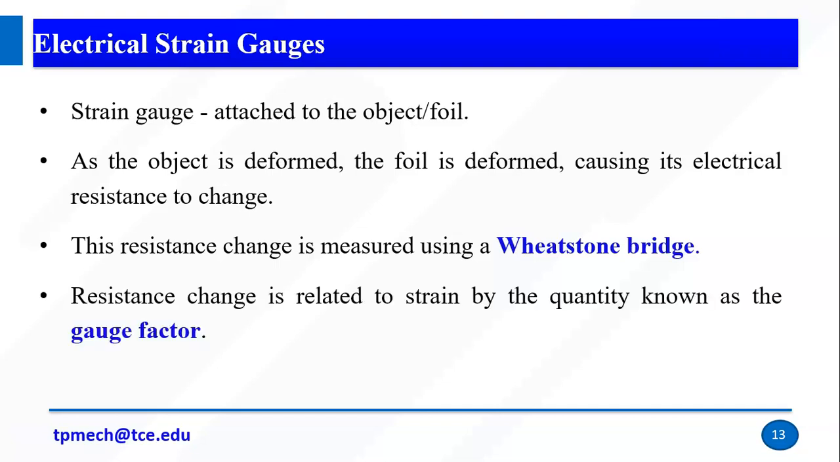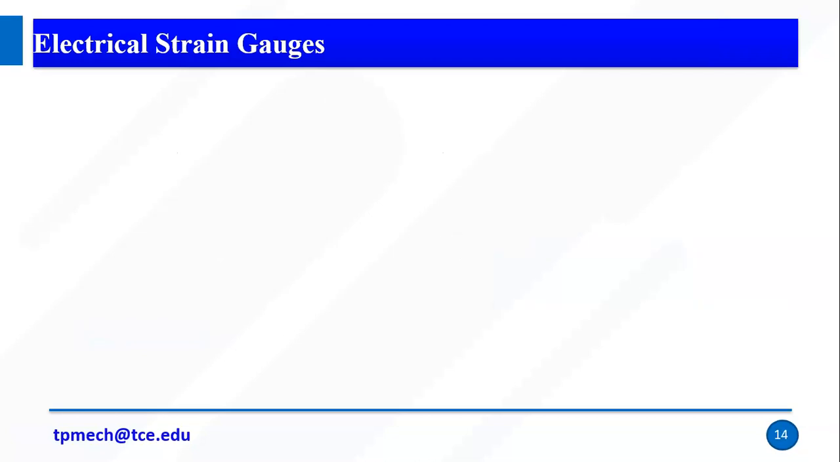The resistance change is related to strain by the quantity known as the gauge factor. The gauge factor is the fractional change in resistance divided by the change in length. The fractional resistance change we calculate through the Wheatstone bridge, so we can calculate the gauge strain.